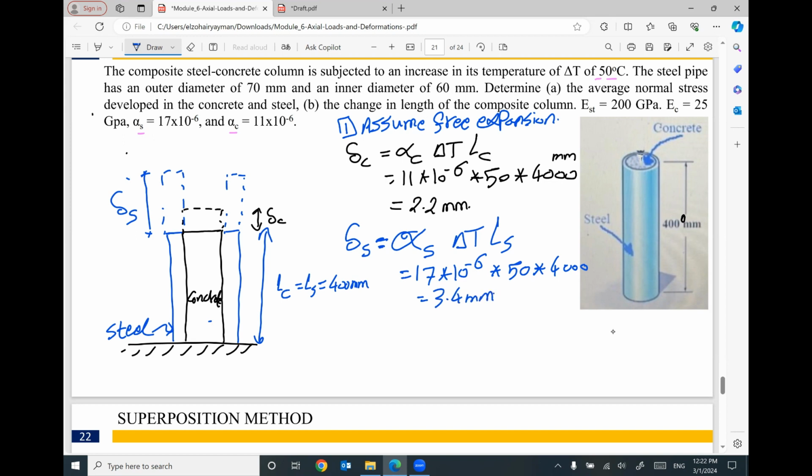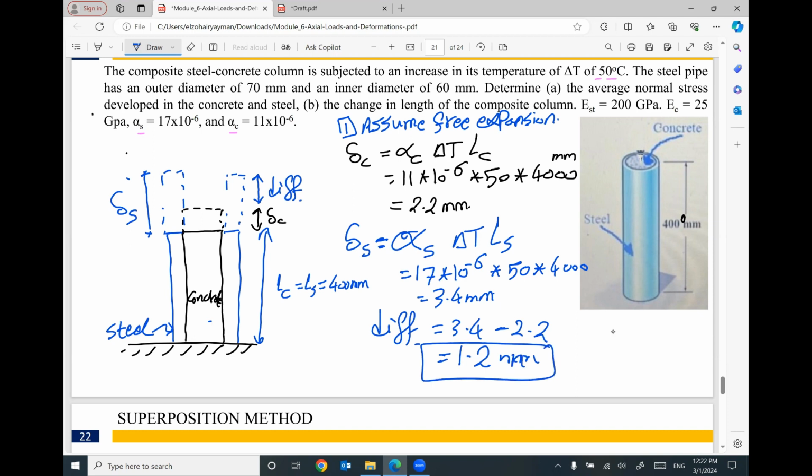So we will have a difference between the two expansions. This difference will equal 3.4 millimeter minus 2.2 millimeter, which equals 1.2 millimeter. That makes sense? This difference will not happen.